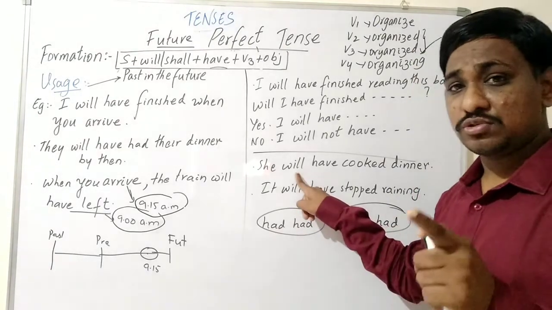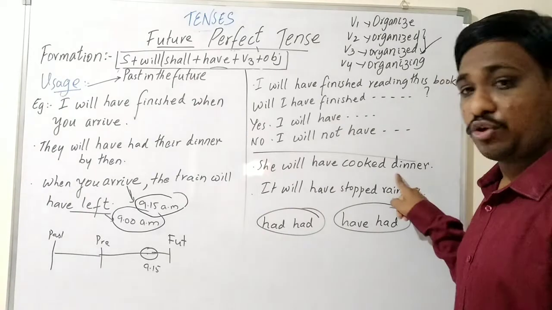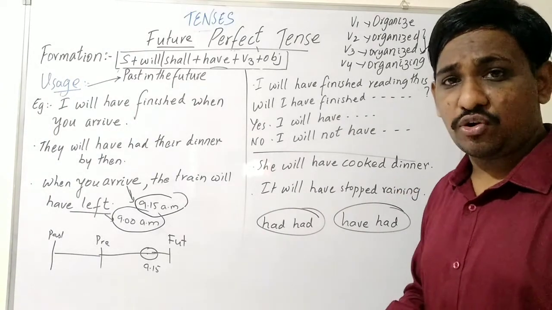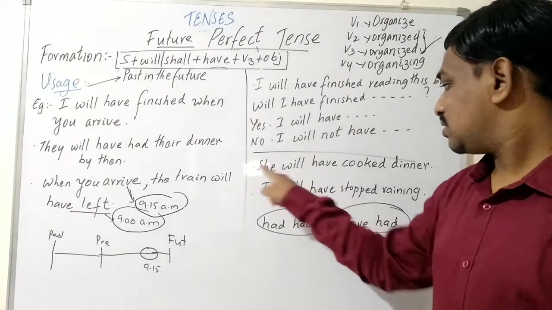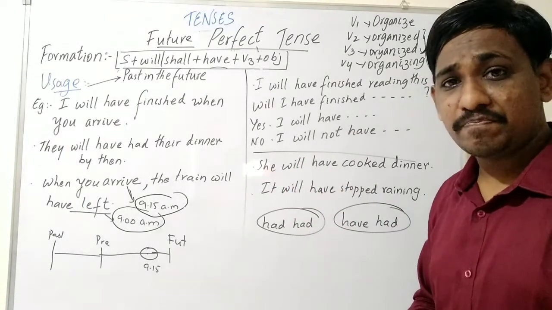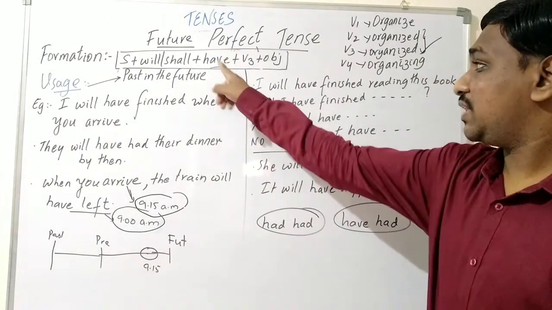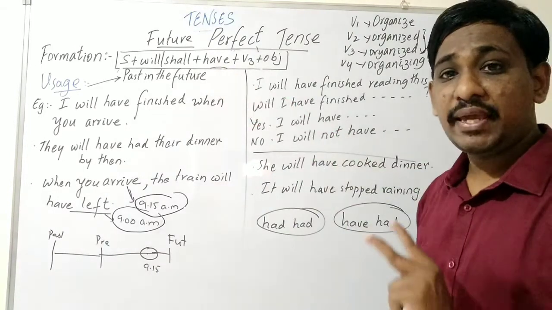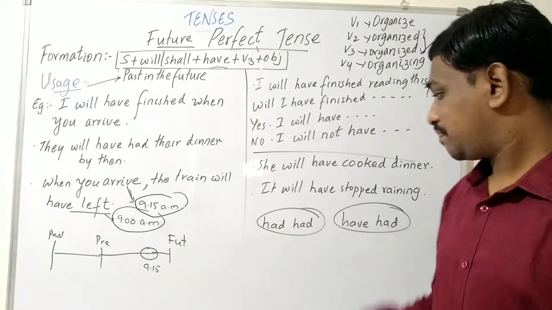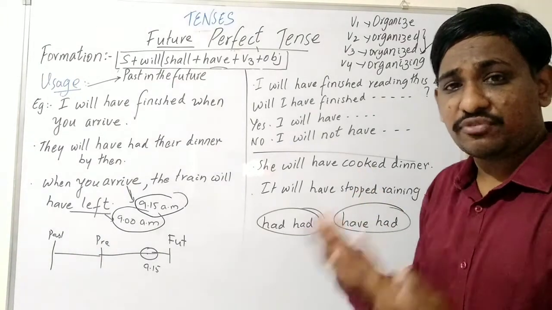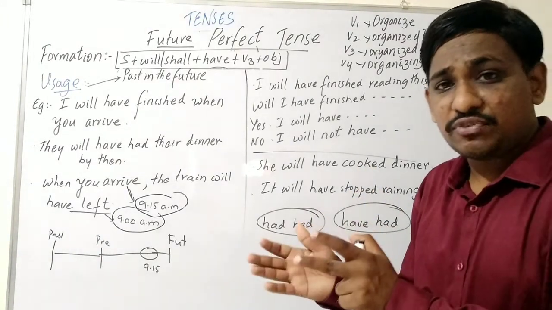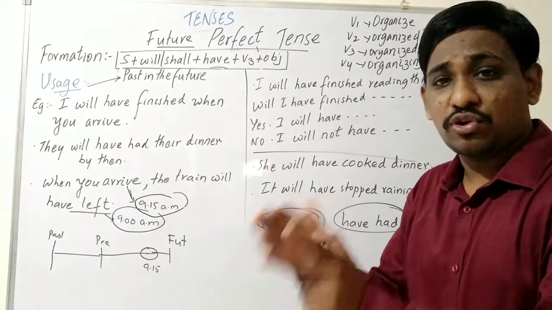So let us take one more statement. She will have cooked dinner. So what is the question? Will she have cooked the dinner? So there is no confusion here whether have or has. Only have is there, no has. So she will have cooked the dinner. Will she have cooked dinner? No, she will not have cooked dinner. Yes, she will have cooked dinner.